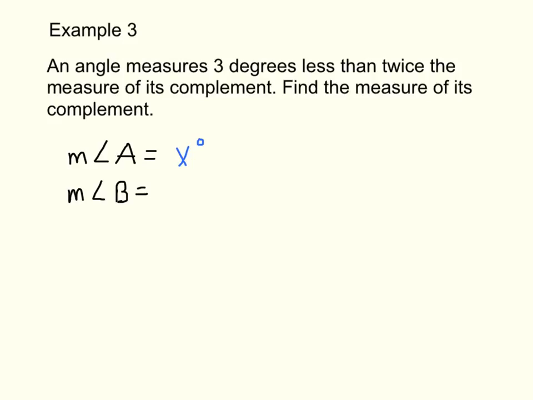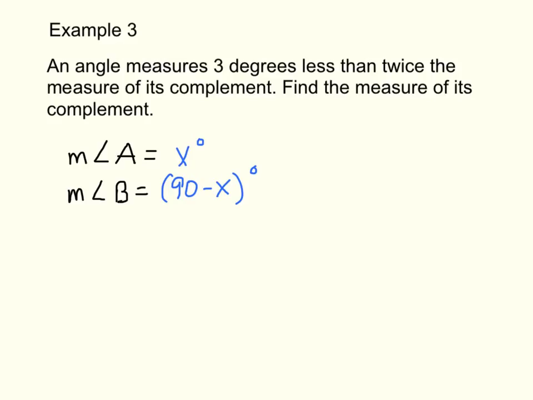The other angle is its complement. So if they're complementary, one angle is x, the other angle would be 90 minus x. Because if one angle is, let's say, 30 degrees, how do you get the other? You subtract it from 90, because complementary angles are two angles that have a sum of 90 degrees.